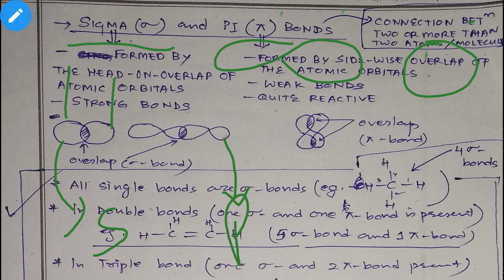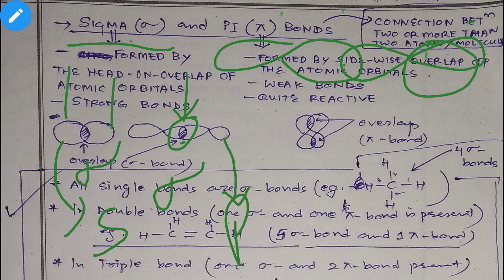Similarly, when p orbitals directly hit each other, that means they overlap head-on. This is the head part, so with a direct head-to-head connection there will be electron density present here. The shaded region is the bond, because the electron is residing mainly here. So all of these are sigma bonds. Remember, since head-on overlap takes place, sigma bonds are very, very strong. They do not get destroyed very easily.